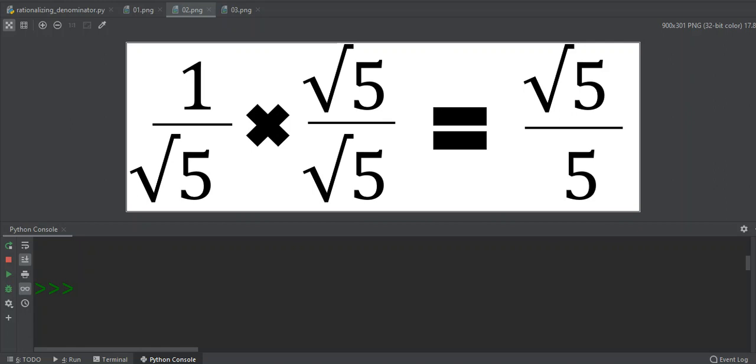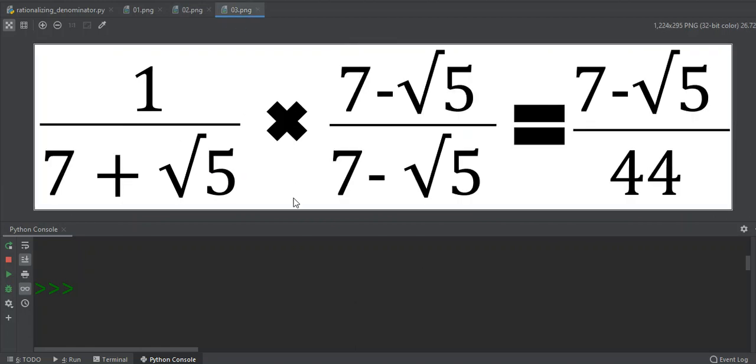Now, things get a little bit more complicated when you have an expression in the denominator that's a little more complicated than just radical 5, so we'll kick it into a little higher gear by having 1 over 7 plus radical 5 instead. Again, we have this pesky square root of 5, and we want to get rid of it while retaining the same value of our expression.